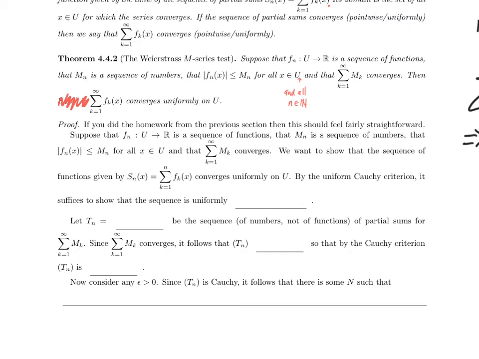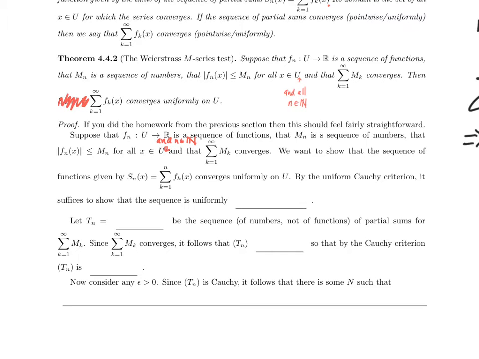So let's go ahead and do that proof. As I said, this should feel pretty familiar to the ideas that were used in the homework from the previous section. Suppose that f sub n is a sequence of functions, that m sub n is a sequence of numbers, that the absolute value of f sub n is less than or equal to m sub n for all x in U and n in the natural numbers, and that the sum of all of the m sub k's converges. We need to show that the sequence of functions given by s sub n equal to the sum from k equals 1 to n of f sub k of x converges uniformly on U, because that's what it means for the series to be uniformly convergent.